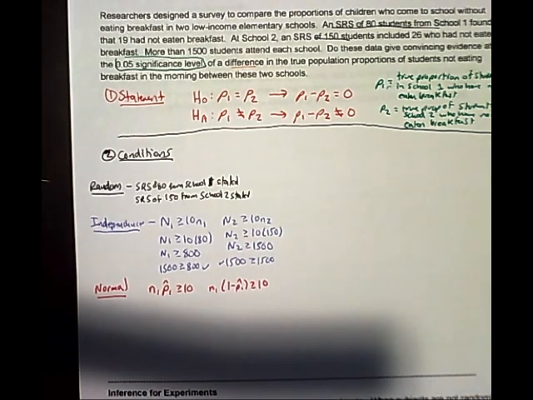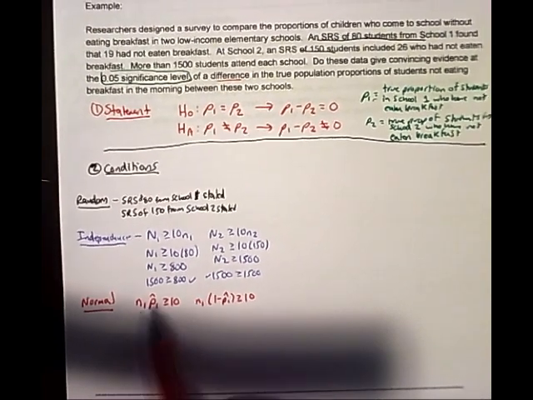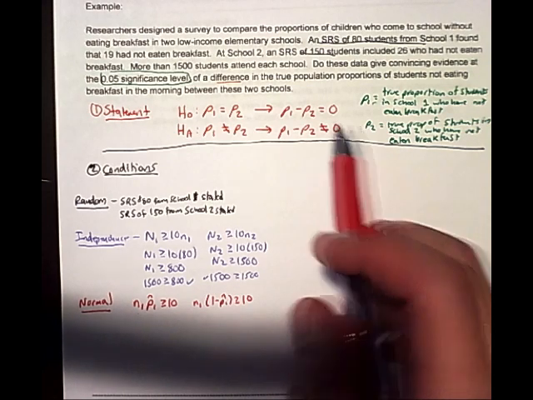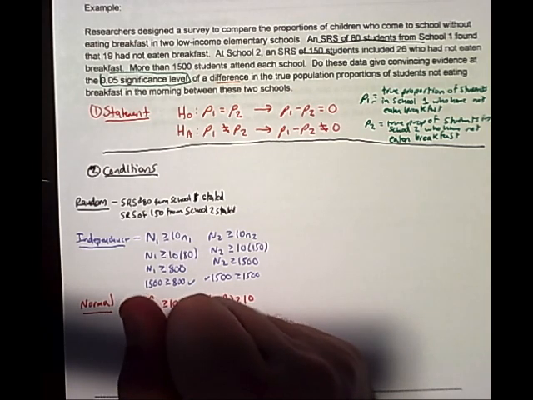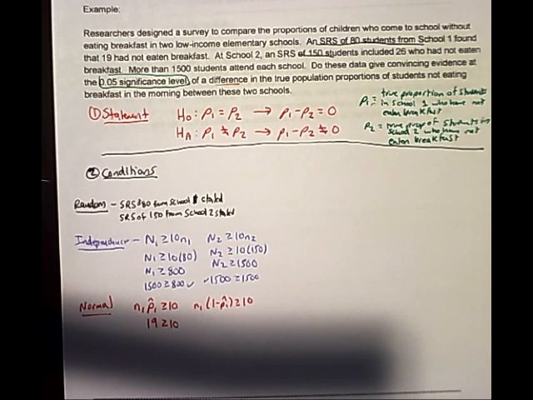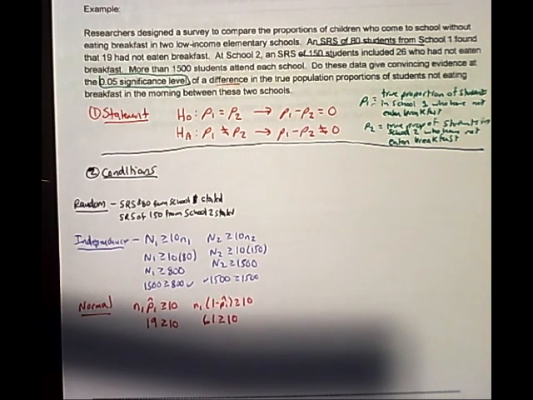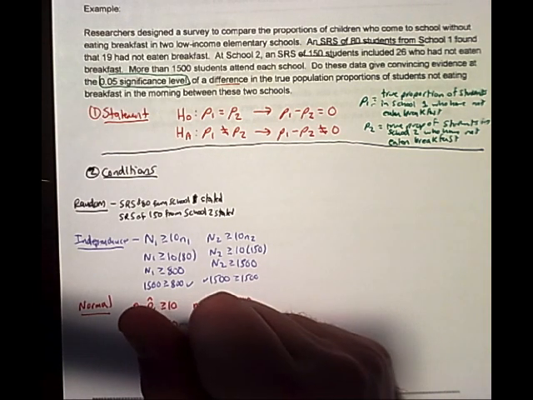All right. So what is this going to be? This is going to be the number of successes. In this case, success would mean not eating breakfast, unfortunately. It says 19 had not eaten breakfast. This is going to work out to be 19. And there were 80 people total in group 1. So 80 minus 19 would be 61. That's greater than 10. So both of those work out.